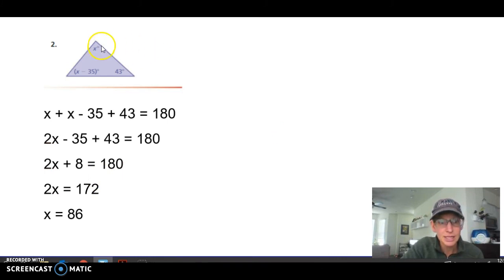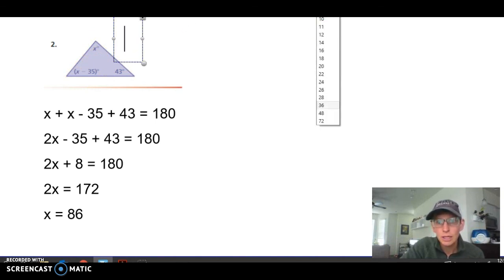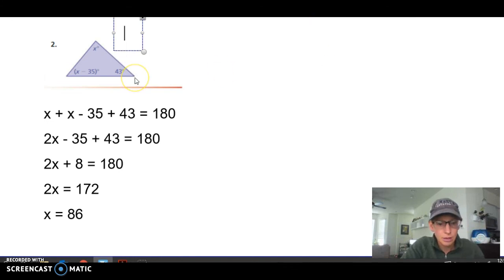What that means is that this angle on the top here will actually equal 86 degrees. So we can even put that up there. Let's make it not too crazy big. Shrink that down. So that will be 86 degrees up here.